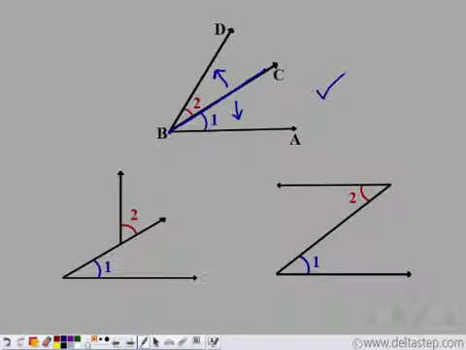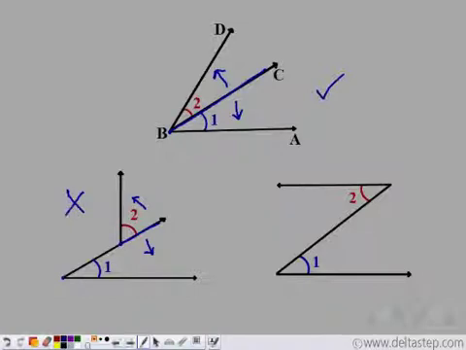What about this case? The vertex of angle 1 is this. The vertex of angle 2 is this. Although they have a common arm and the non-common arms are on the opposite sides, since the vertex is not the same, these two are not adjacent angles.